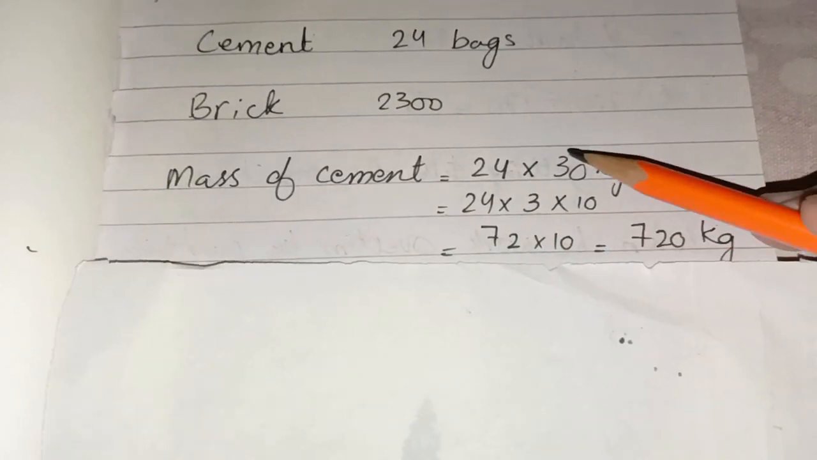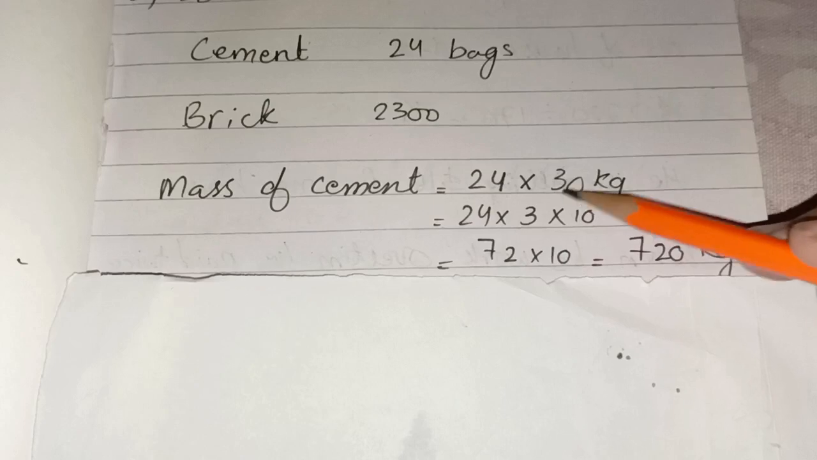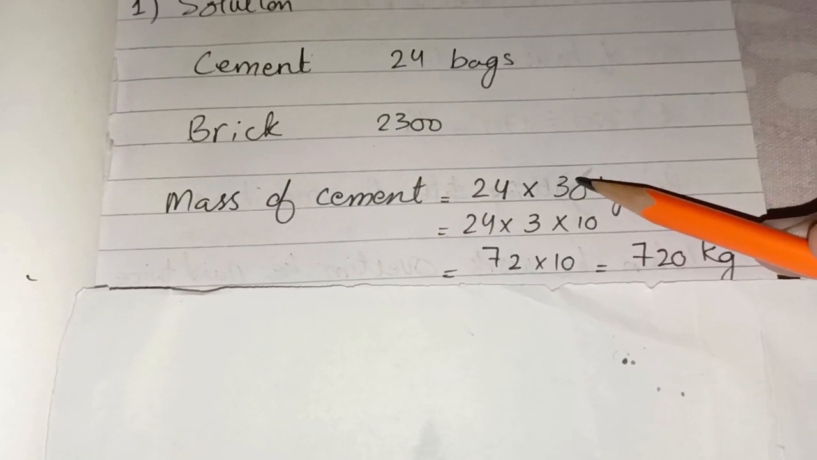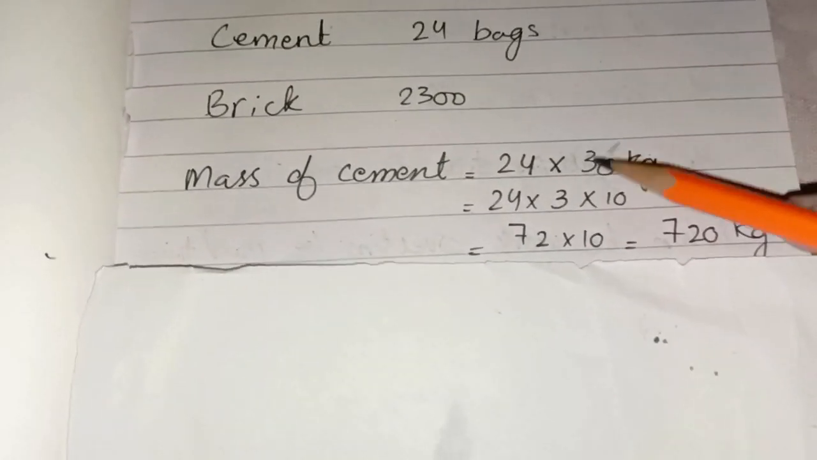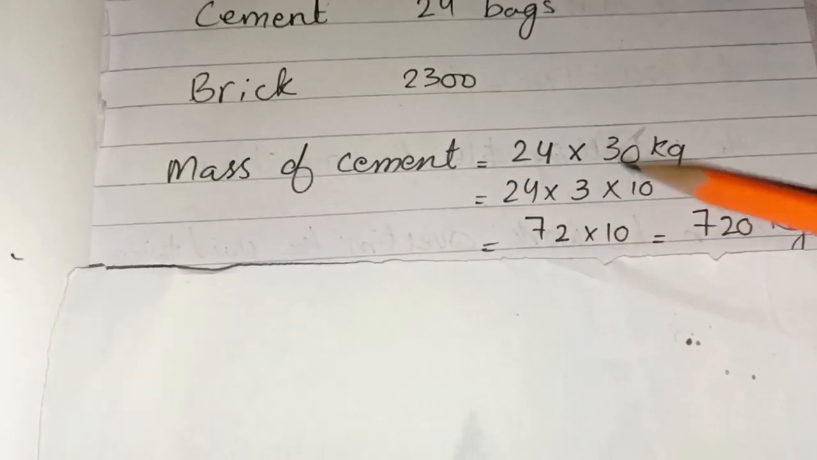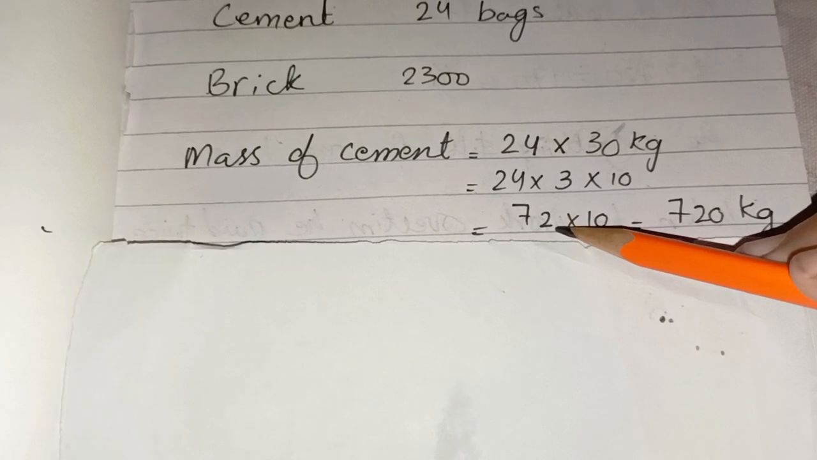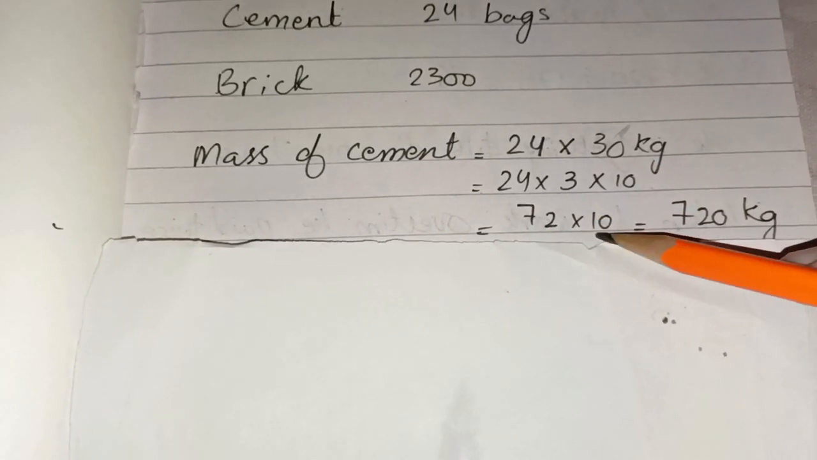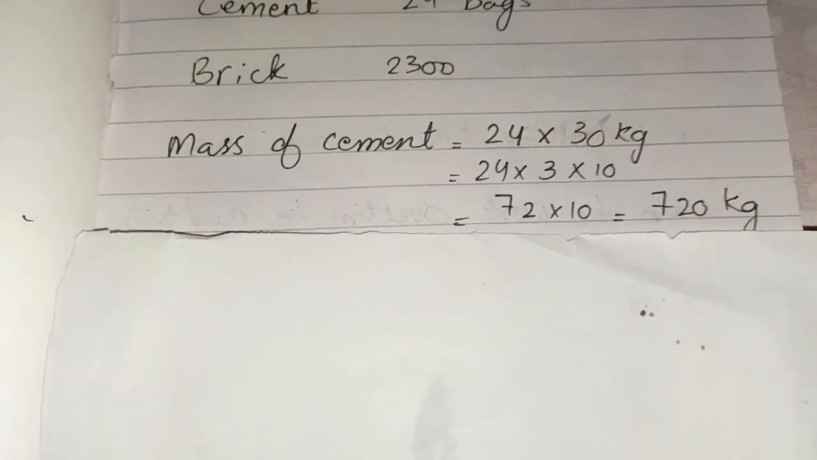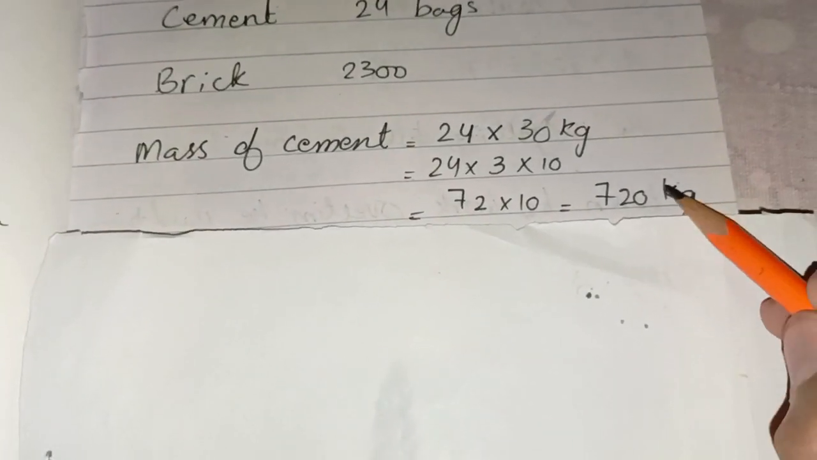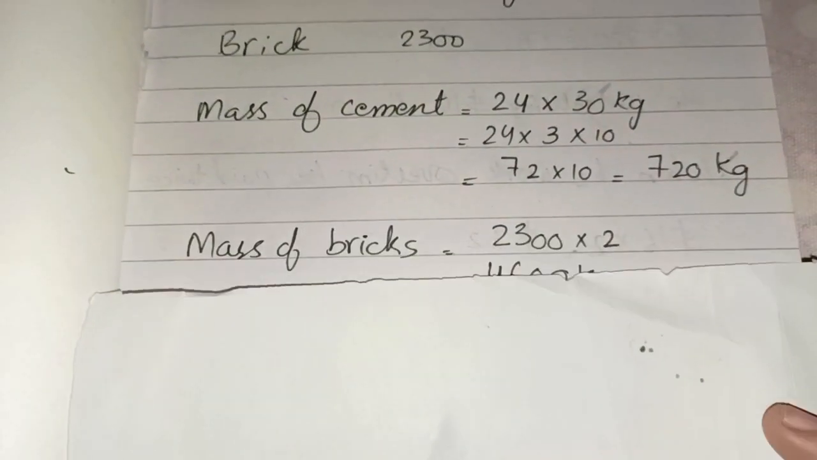break the number according to the chapter. We studied that we have to separate the number in multiplication into ones and tens, so we can easily multiply. 24 multiplied by 3 is 72, and then we have to add a 0, so the answer is 720. 720 kg of total cement.